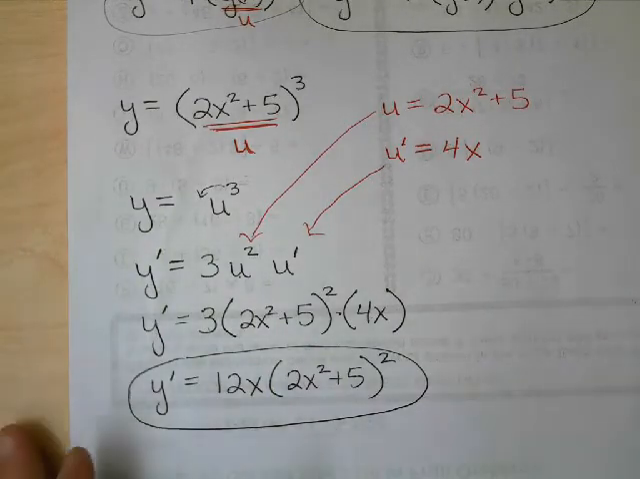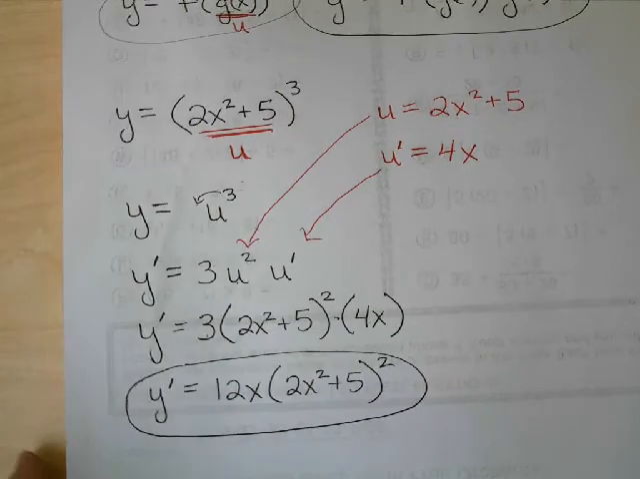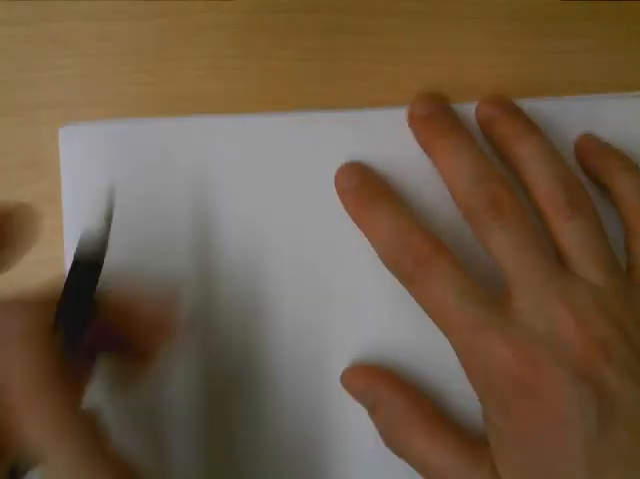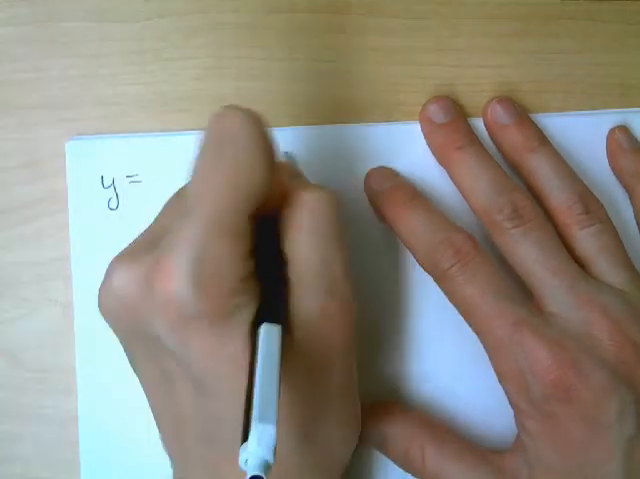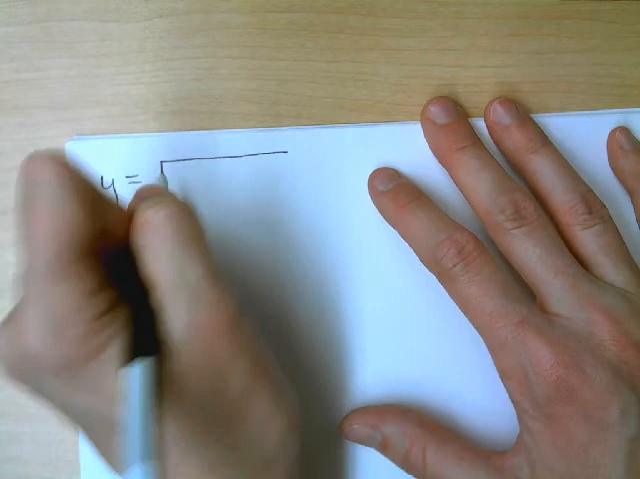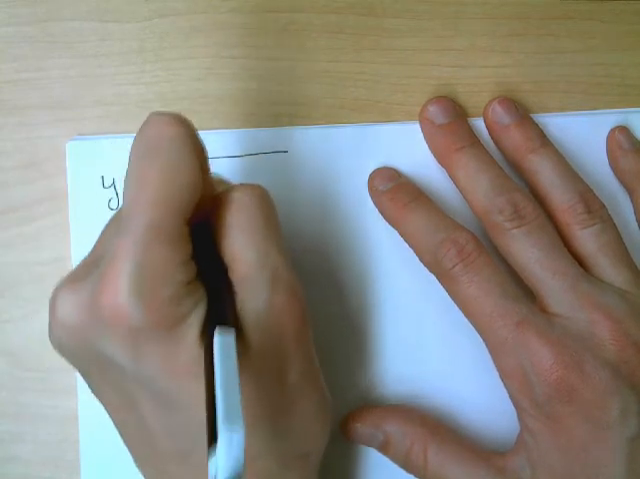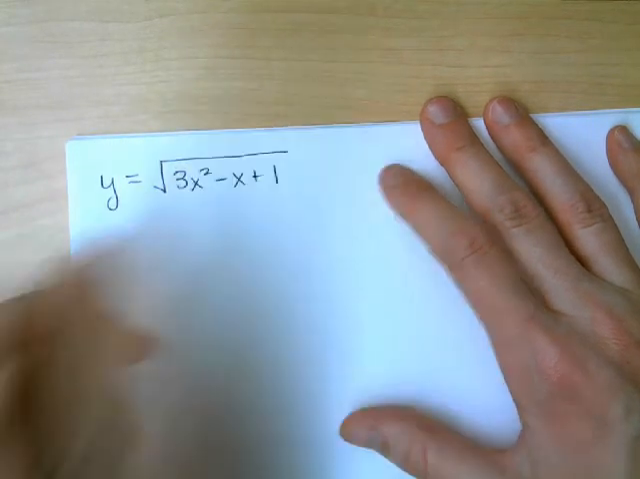Okay, so we'll try another one so you can kind of see how this chain rule works. Here, this paper's more blank so you can see better. Okay, so let's try another one. And this applies to trig functions too, so you'll see. So let's try another one. So if it's like y equals the square root of 3x squared minus x plus 1.